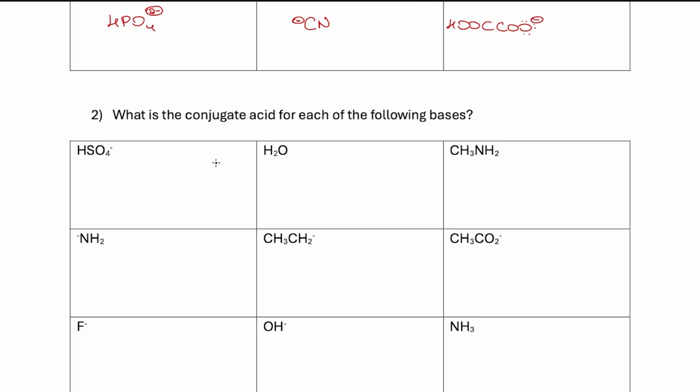Next, we're asked, what is the conjugate acid for each of the following bases? And so really what we're trying to do is we get a base, and we're saying, okay, what is going to become the conjugate acid? Well, when we get an extra proton. And so this method of determining is, again, according to the Bronsted-Lowry definition. And this is why I really like Bronsted-Lowry.